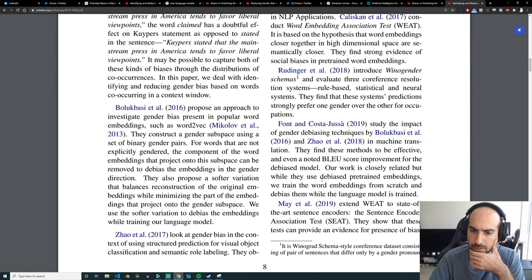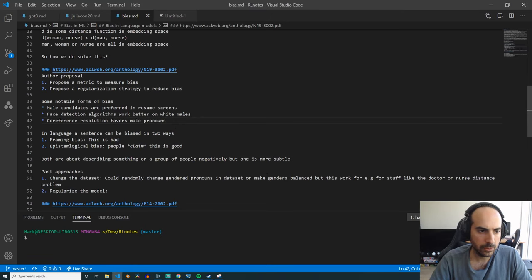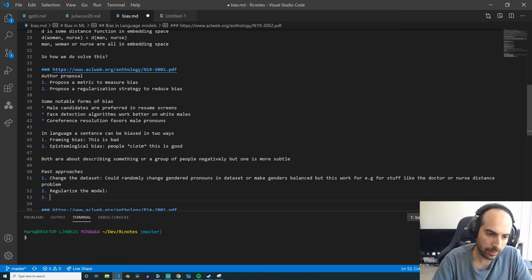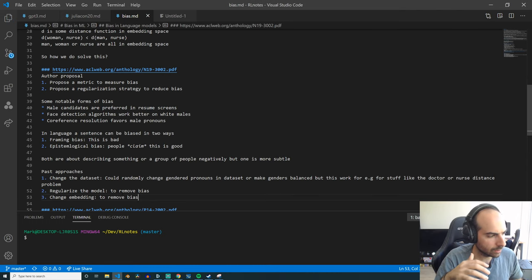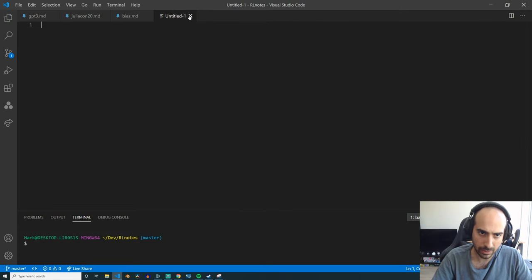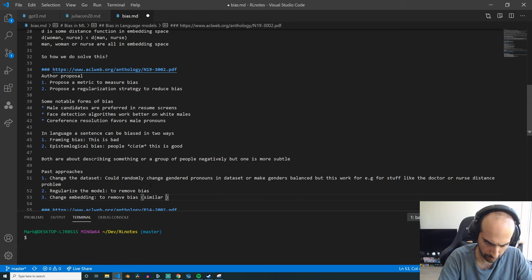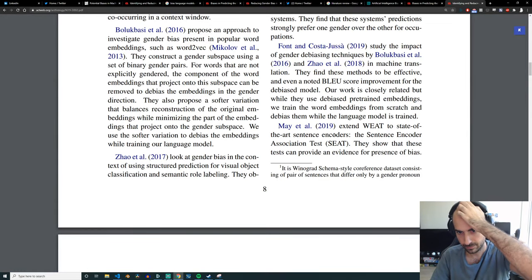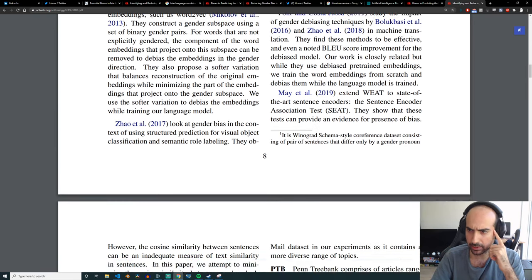Debiased pre-trained embeddings. Okay. So, regularize the model. Even though this is close to regularize the model to remove bias, I would say the third is change embeddings to remove bias. So this is close to change the data set, but because you have to train the embedding on some data set, it's not like this magically gets solved. So it's similar to one. So may I extend this to state-of-the-art sentence decoders?